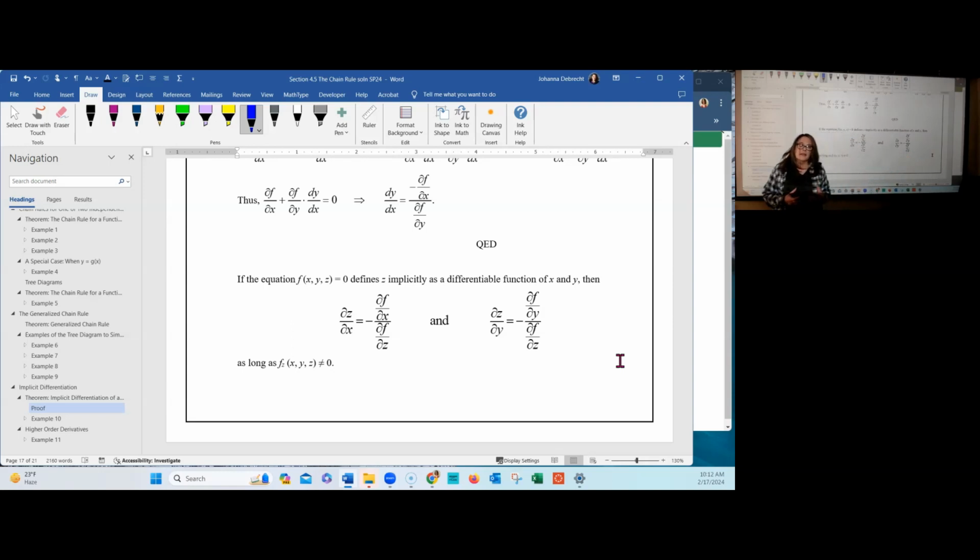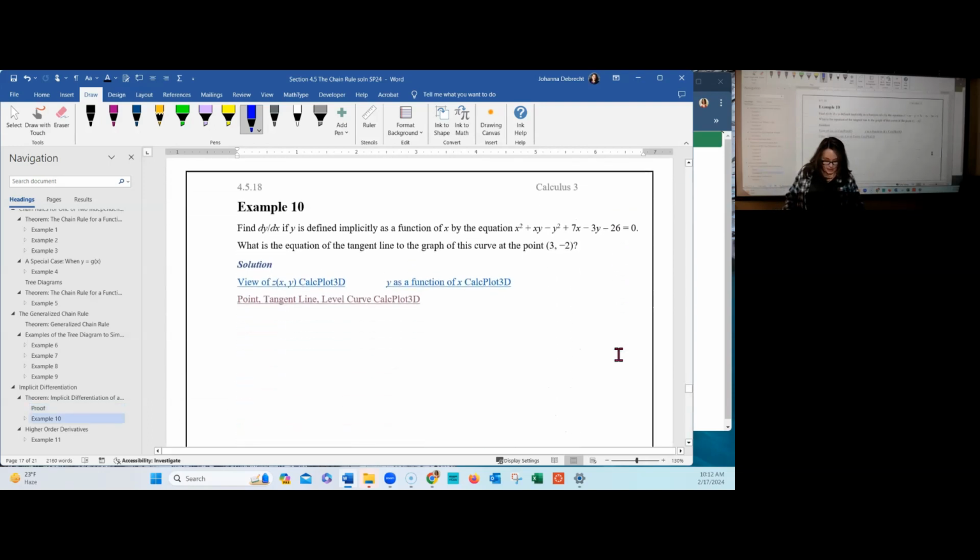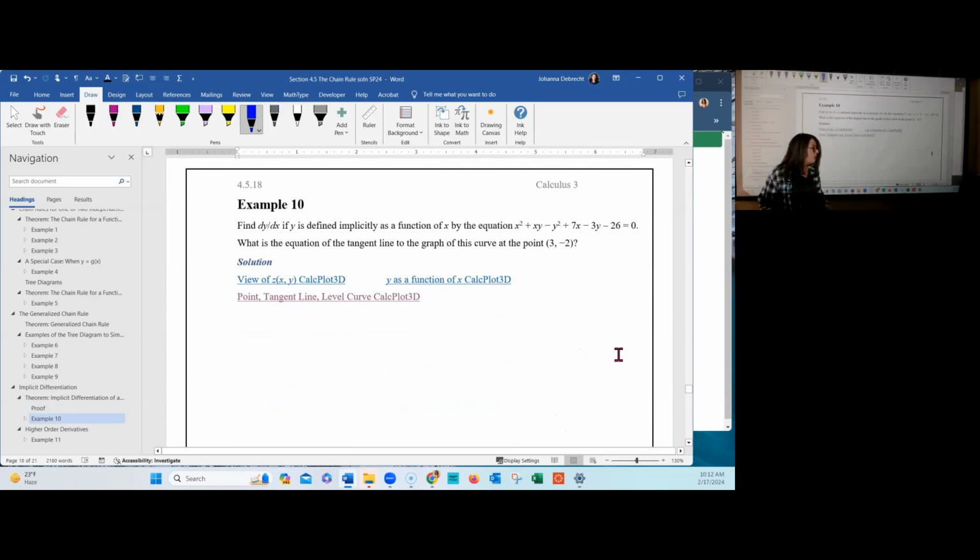This gives us a way of finding derivatives without having to explicitly solve for the variable that we want to take the derivative of. Now, of course, I should put in the caveat that when we're doing this, obviously the denominator cannot be 0, since thou shalt not divide by 0 is one of the cardinal rules of mathematics. Let's go ahead and apply this idea now.